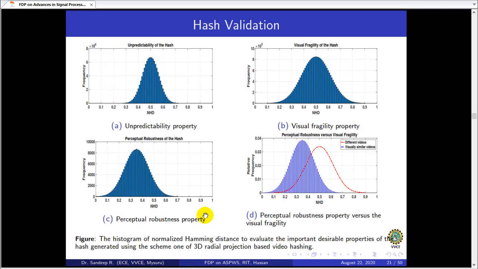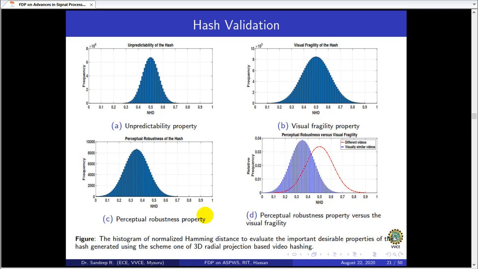Before that, once we have got the hash from the proposed method, we have to validate whether it satisfies the desirable properties or not. If you remember, the desirable properties are that it should be a one-way function, it should be compact, it should satisfy the perceptual robustness property, visual fragility property, and unpredictability property. It is compact, yes, because we have a short length hash vector.